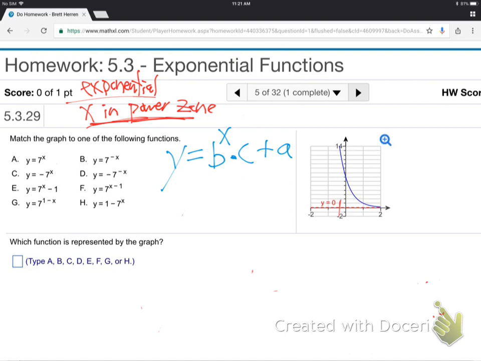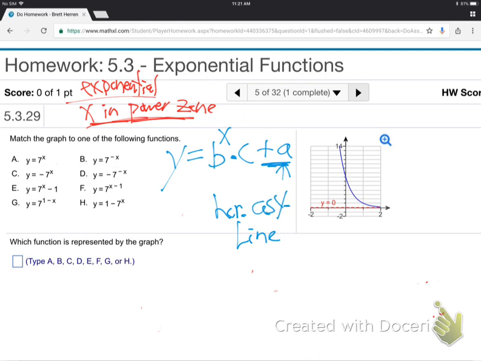So the a is a super important part. That stands for asymptote. Horizontal asymptote. Flat asymptote line. These exponential graphs will have a flat horizontal asymptote. Every one of them will. And what it is, it's whatever number is added or subtracted off to the right. So let's look at our graph here.